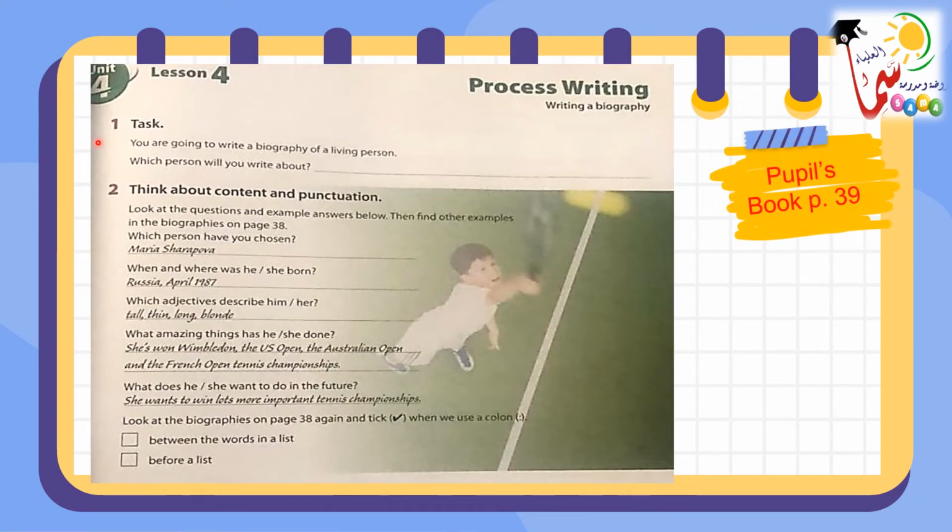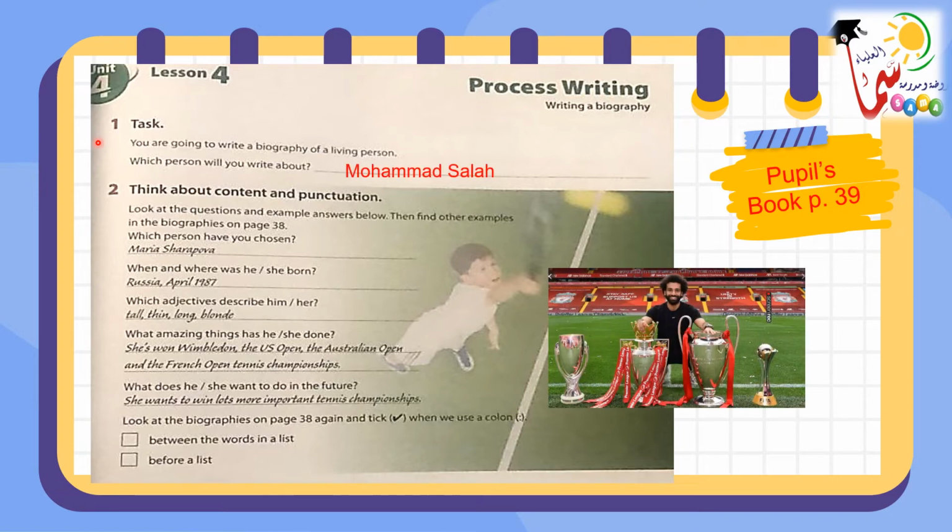Now, let's move to Pupils book page 39. Today, we're going to have a writing lesson. In task 1, you are going to write a biography of a living person. Which person will you write about? I have chosen Mohamed Salah. He is a very famous Egyptian football player and he plays now for Liverpool football team in Britain. Look at all these trophies that he got.